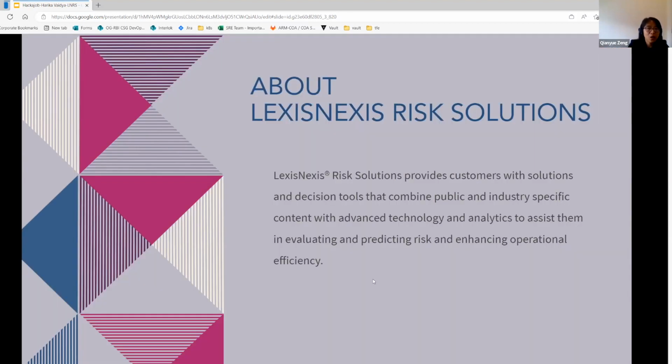So I also want to introduce a bit about my company, LexisNexis Risk Solutions. LexisNexis Risk Solutions provides customers with solutions and decision tools that combine public and industry-specific content with advanced technology and analytics to assist them in evaluating and predicting risk and enhancing operational efficiency. We provide our solutions in many domains, like petrochemical energy, HR resources, aviation, agriculture, real estate, and many more.